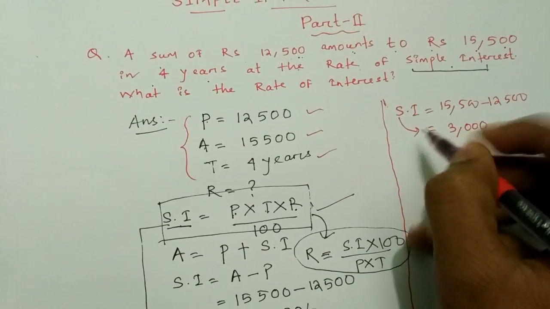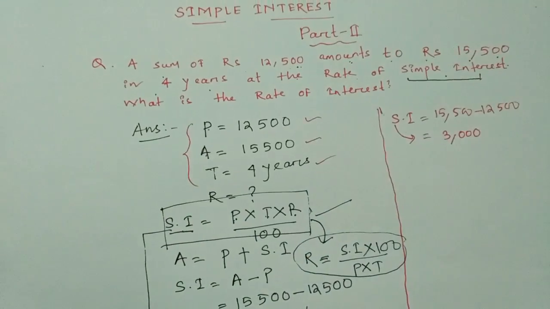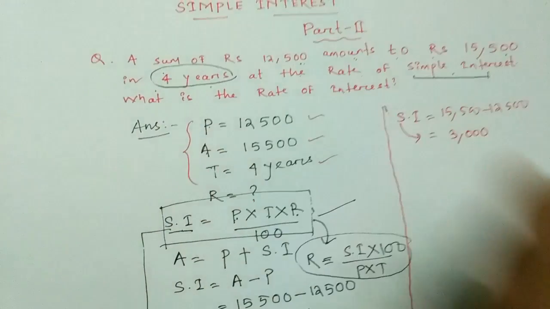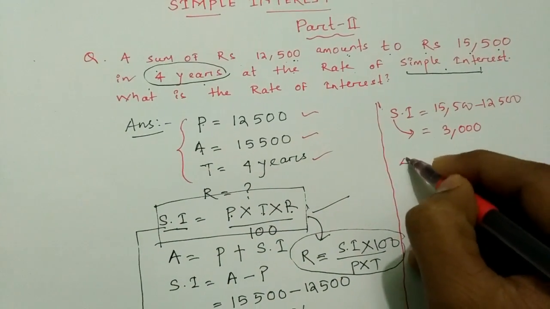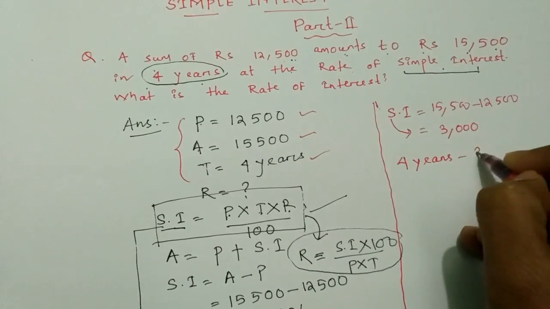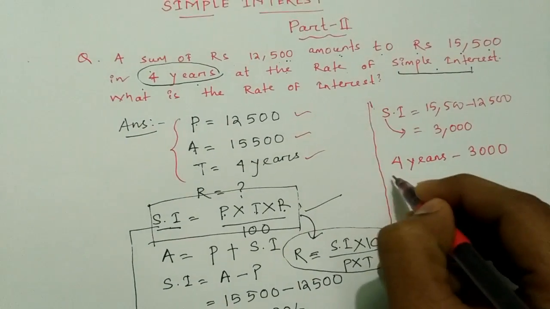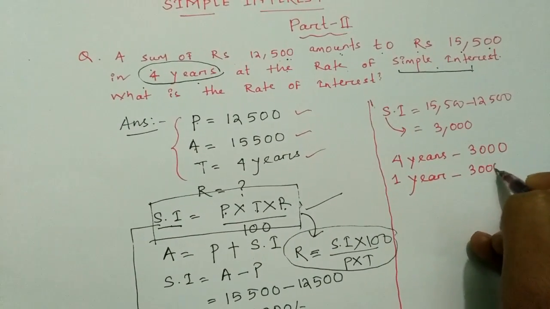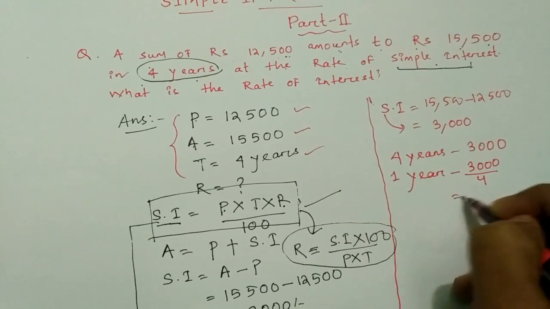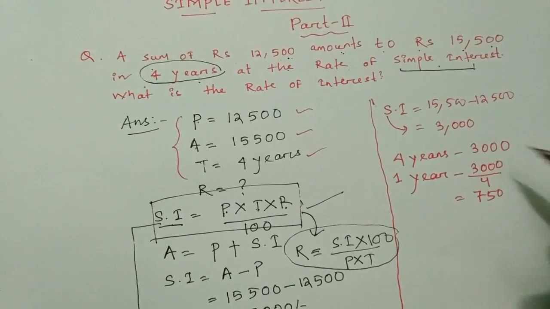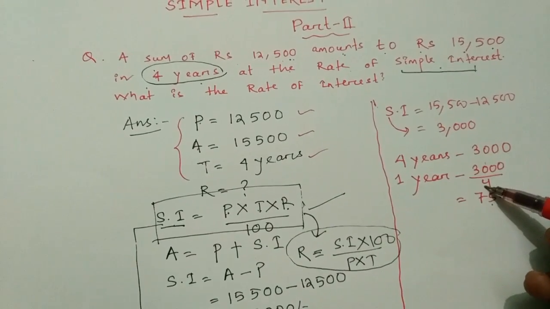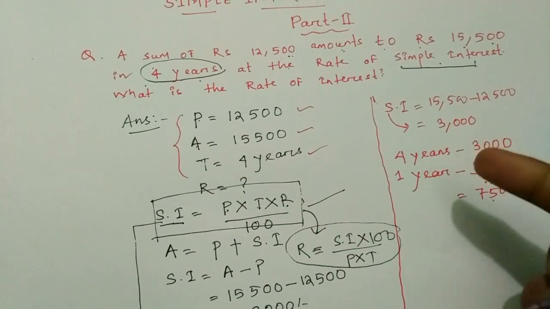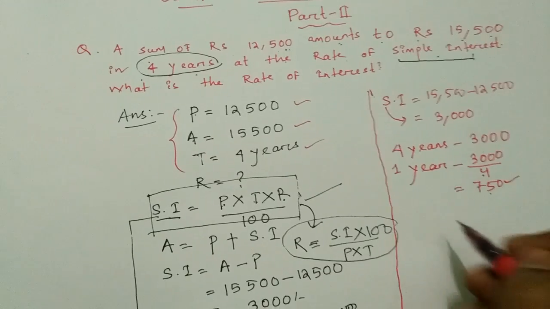And the simple interest is for 4 years. So for 4 years, the simple interest is 3,000 rupees. What is the interest for 1 year? Simply divide: 3,000 divided by 4 is 750. How can I find that so quickly? First do 3,000 by 2, that is 1,500, and then 1,500 by 2, that is 750.